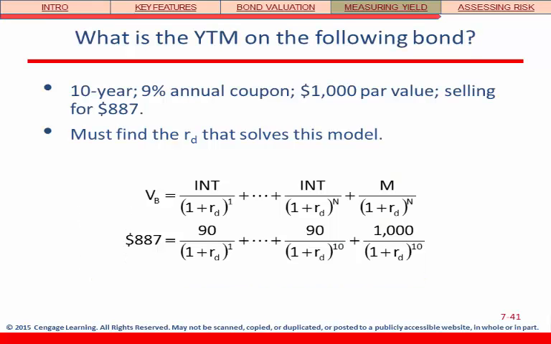Okay, class, now we're really shifting gears into measuring yield. So what is the yield to maturity on the following bond? 10-year, 9% annual coupon, $1,000 par value, selling for $887.